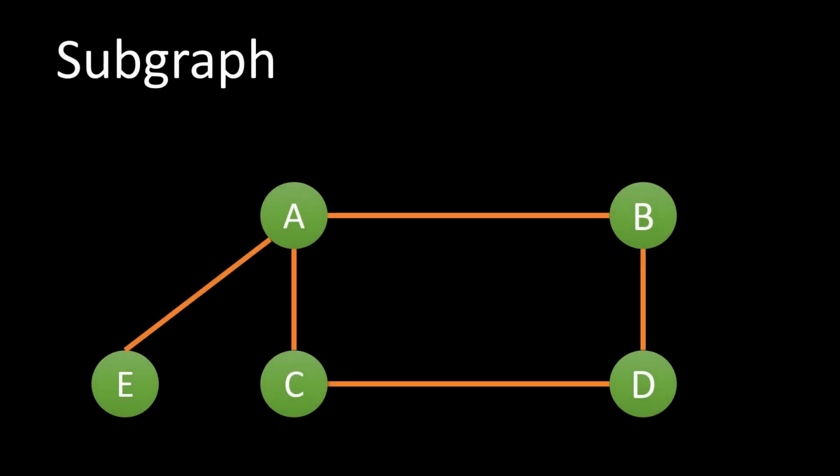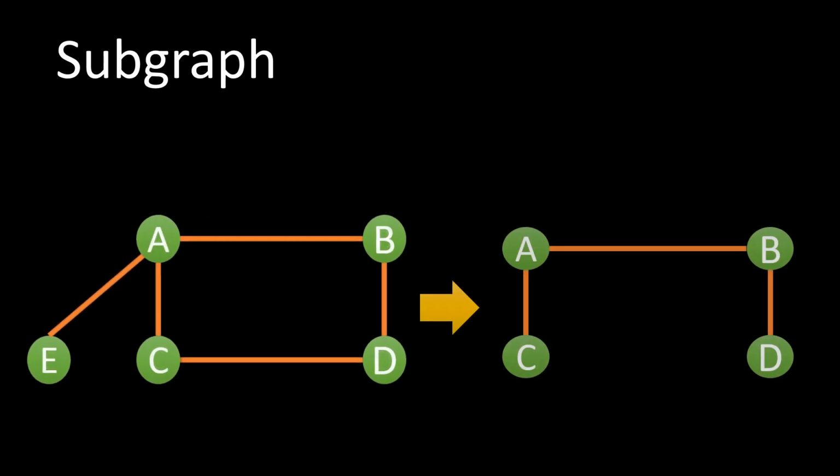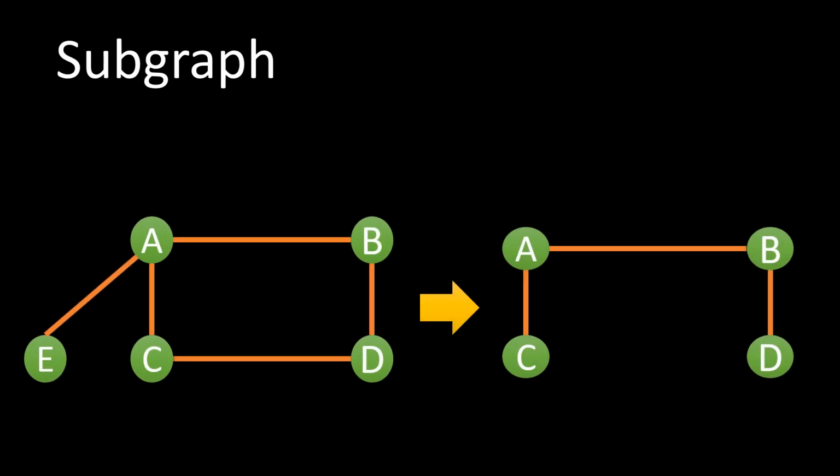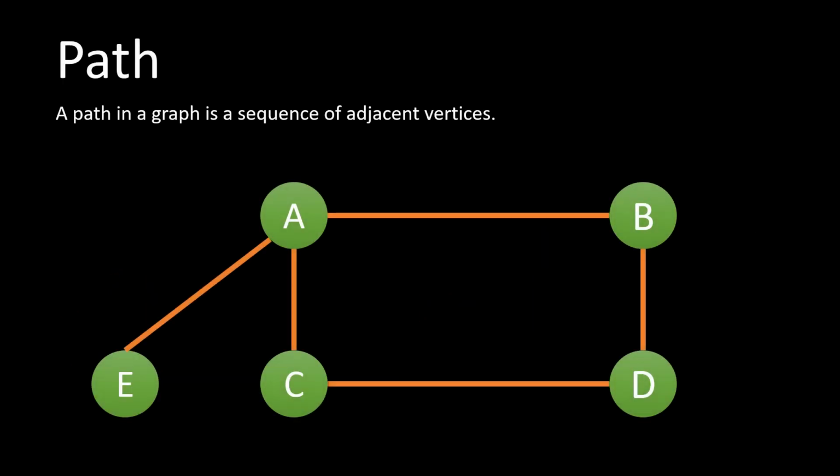Moving to subgraph. If we have this graph initially and then we delete some of the vertices and edges from the graph, then the remaining graph is called the subgraph of the initial graph. When we talk about graph, we often hear about path. A path in a graph is nothing but a sequence of adjacent vertices. So if we need to find a path from E to D, then in one of the ways it would go from E to A to B to D.